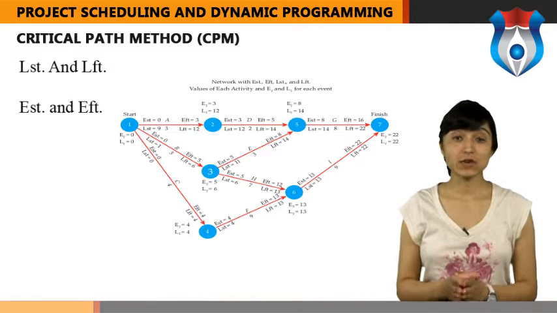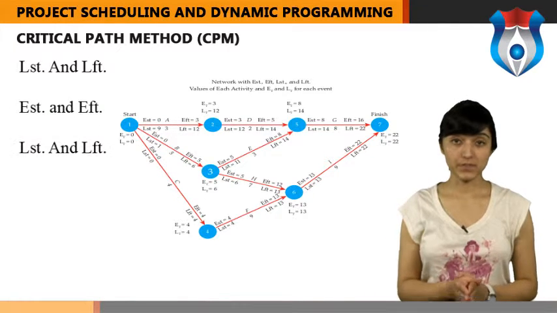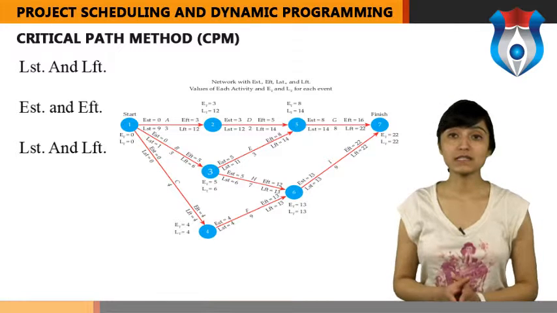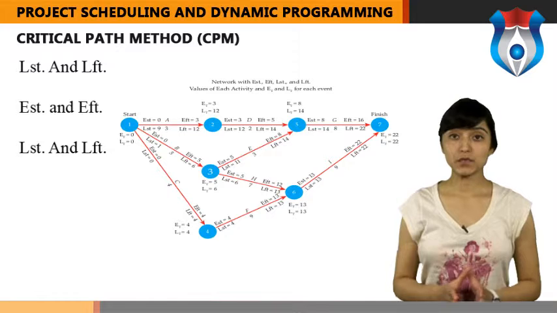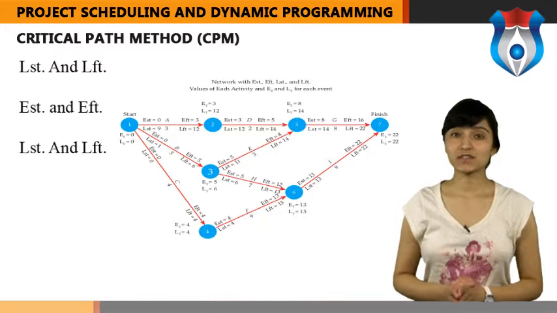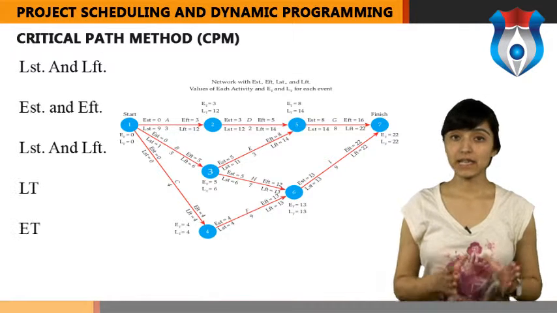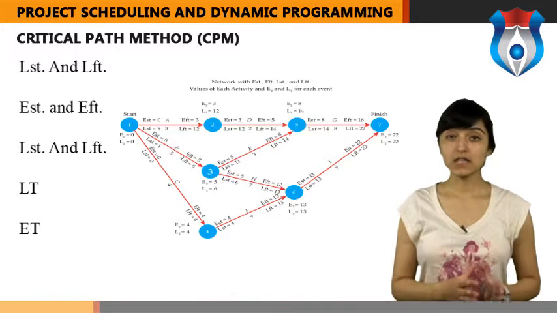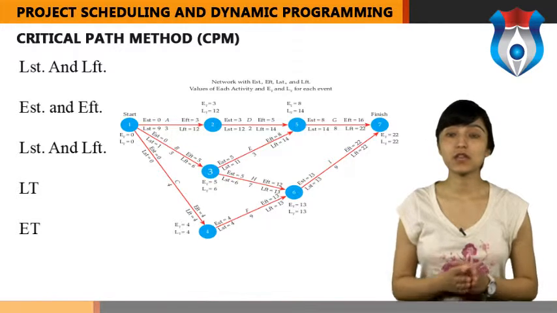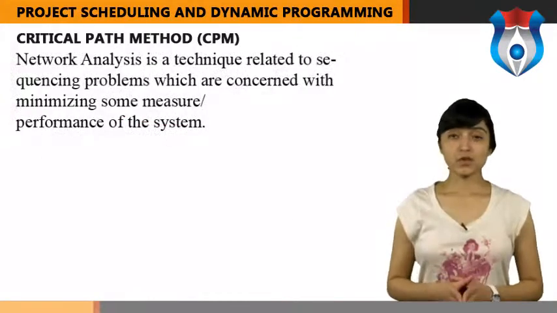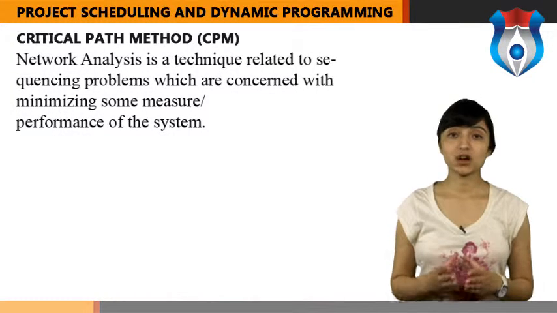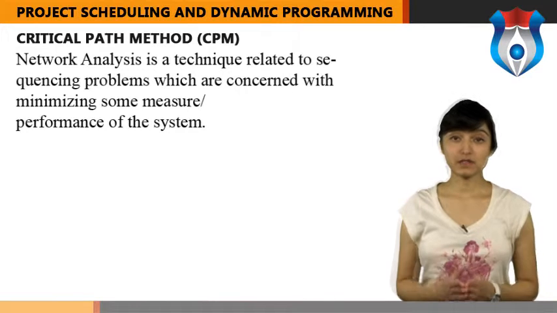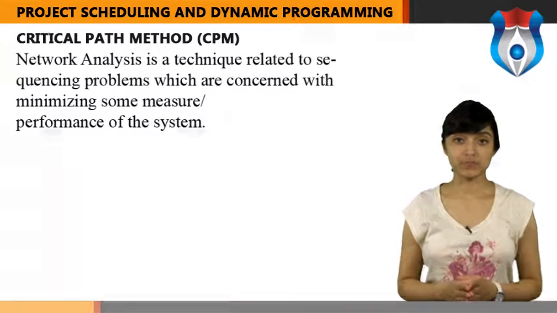We can now list down EST and EFT values as per the forward pass and LST and LFT values as per the backward pass for each activity, and also the latest event time LT and earliest event time ET of all events concerned, in the following form. Network analysis is a technique related to sequencing problems which are concerned with minimizing some measure of performance of the system.